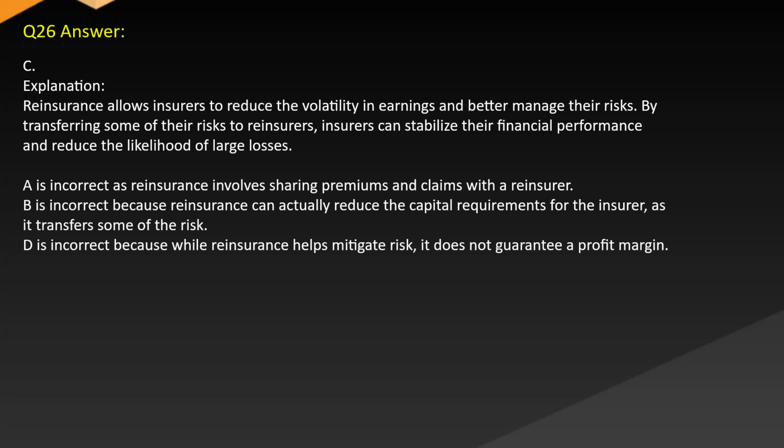Answer: C. Explanation: Reinsurance allows insurers to reduce the volatility in earnings and better manage their risks. By transferring some of their risks to reinsurers, insurers can stabilize their financial performance and reduce the likelihood of large losses. A is incorrect as reinsurance involves sharing premiums and claims with a reinsurer. B is incorrect because reinsurance can actually reduce the capital requirements for the insurer as it transfers some of the risk. D is incorrect because while reinsurance helps mitigate risk, it does not guarantee a profit margin.